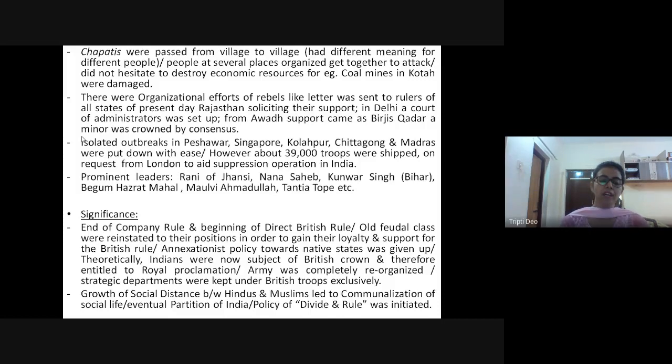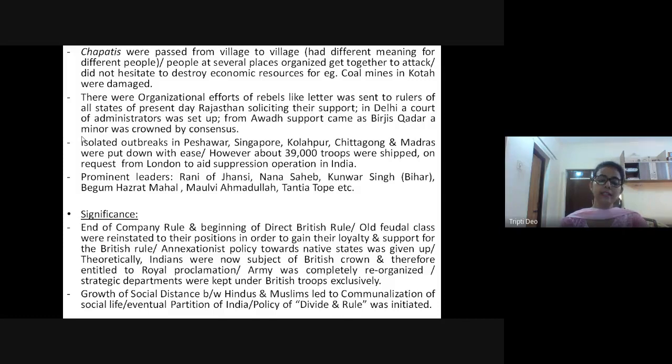There were also isolated outbreaks in Peshawar, Singapore, Kolhapur, Chittagong, and Madras. But they were easily put down by the Britishers. The Britishers asani se in rebellions ko rok sake, jo isolated outbreaks Peshawar, Singapore, Kolhapur, Chittagong, and Madras mein hue. However, there is a reference that about 39,000 troops were shipped from London on request to aid the suppression operation in India. So a huge number of troops were needed by the Britishers to suppress these rebellions in various places of North India, right?